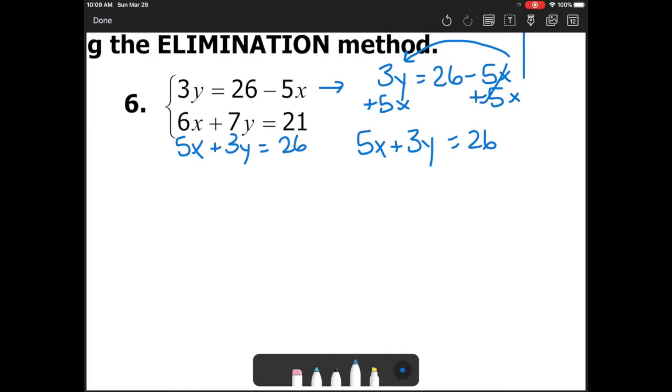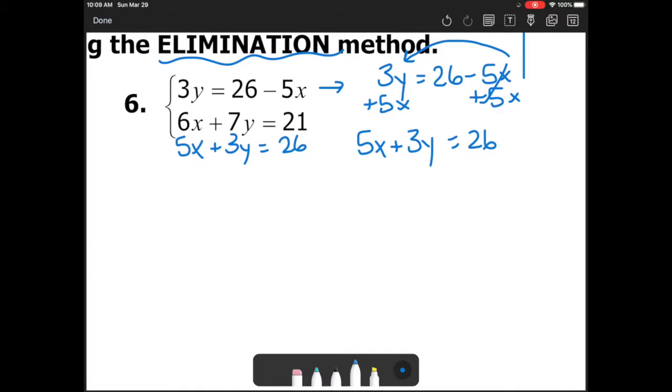Okay, now I have to figure out how I'm going to eliminate these variables. And this is actually, you guys, I think a terrible problem to use elimination. I would never choose elimination for this problem because it's not going to be easy to make one of the variables cancel. You see that the x is 6 and 5. The y is 7 and 3. I'll have to multiply both equations to get a number that can be canceled, which is kind of annoying. But there you go. That's what they want us to do.